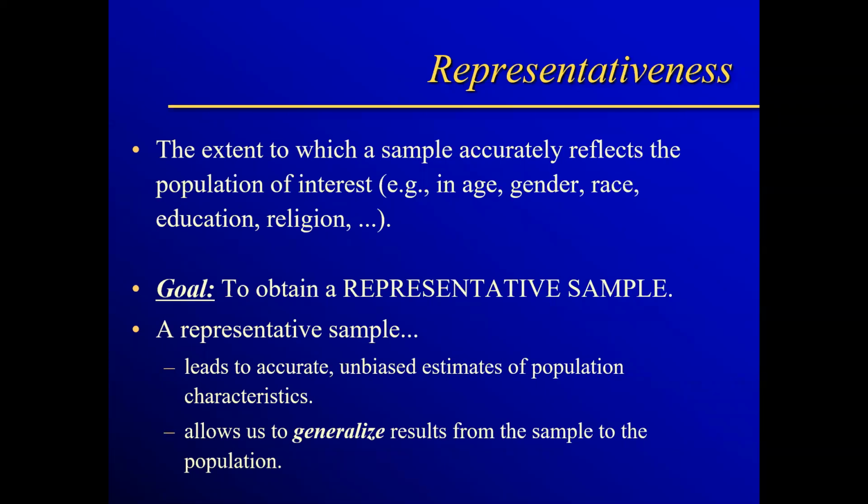So our goal is to obtain a good representative sample. A good representative sample will lead to accurate, unbiased estimates of population characteristics, and it will allow us to generalize results from the sample to the population. So the idea of generalization. So you want your sample to represent the population.